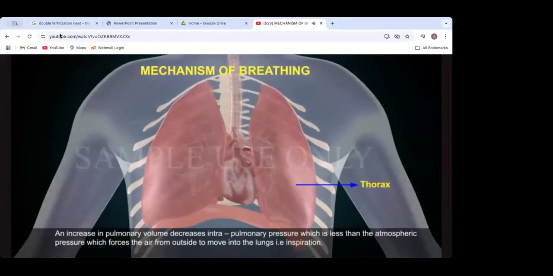An increase in pulmonary volume decreases intrapulmonary pressure, which becomes less than atmospheric pressure, which forces the air from outside to move into the lungs. That is inspiration.